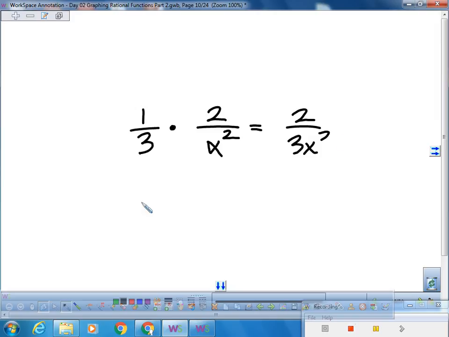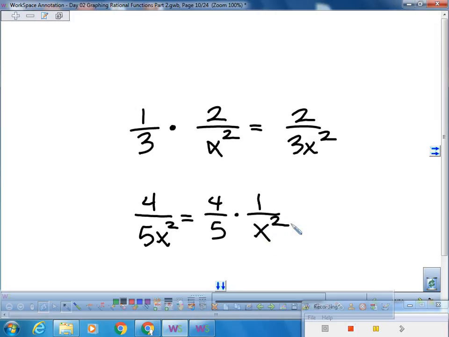Let's say I had 4 over 5x squared. Couldn't I take 4/5 out and just put a 1 there? Why not? Why can't I take the 4/5 out? Isn't 4 times 1, 4, and 5 times x squared, 5x squared? It's just rewritten in a different way.